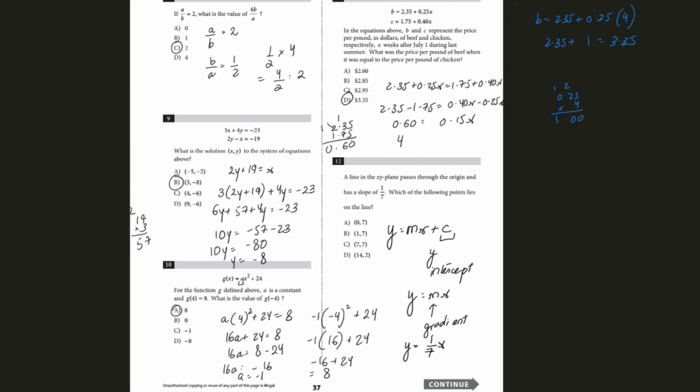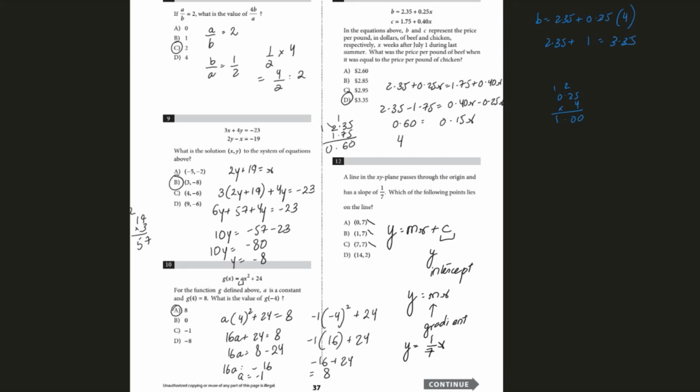So we're just going to input all of the options and see which one checks out, right? When the value of x is 0, then the value of y will be 0. So A is not your answer. When the value of x is 1, then the value of y will be 1 upon 7. So this is not true. When the value of x is 7, the value of y is 1, so this does not check out either.